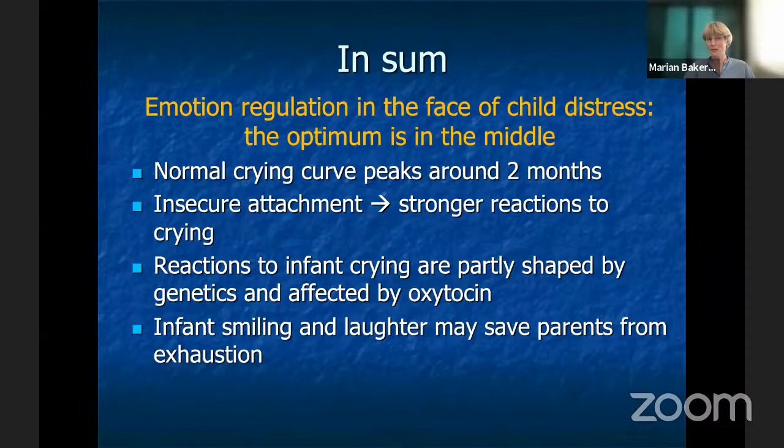Adults with an insecure attachment representation, as we measure with the help of the adult attachment interview, show stronger reactions to infants crying, both in their brain and in their reported feelings of irritation, and in their behavioral response. They more often use excessive force when exposed to infant cry sounds. Reactions to infants crying are partly shaped by genetics and are also affected by oxytocin. But the good news, infant smiling and laughter may save parents from exhaustion.